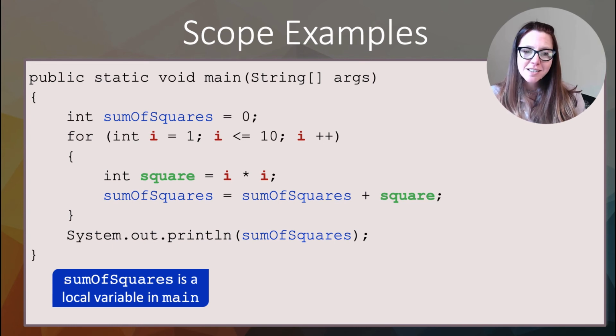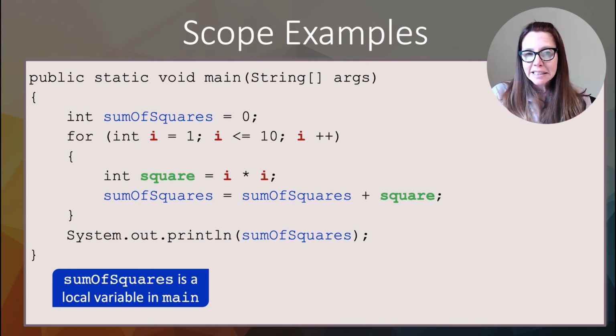Sum of squares is a local variable in the main method. And what that means is the scope of this local variable exists from where it was declared to the end of the method in which it is declared. So from int sum of squares all the way to the end of the main method.